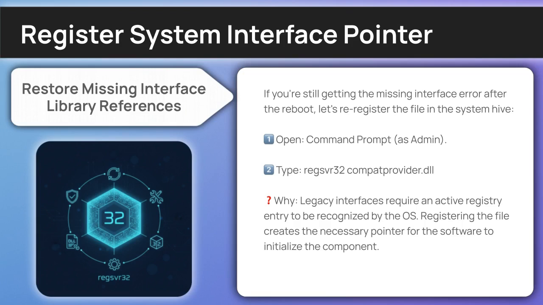Second, type regsvr32, followed by your file name causing the error, then hit enter. Why are we doing this? Well, legacy interfaces require an active registry entry to be recognized by the OS. Registering the file creates the necessary pointer for the software to initialize the component.